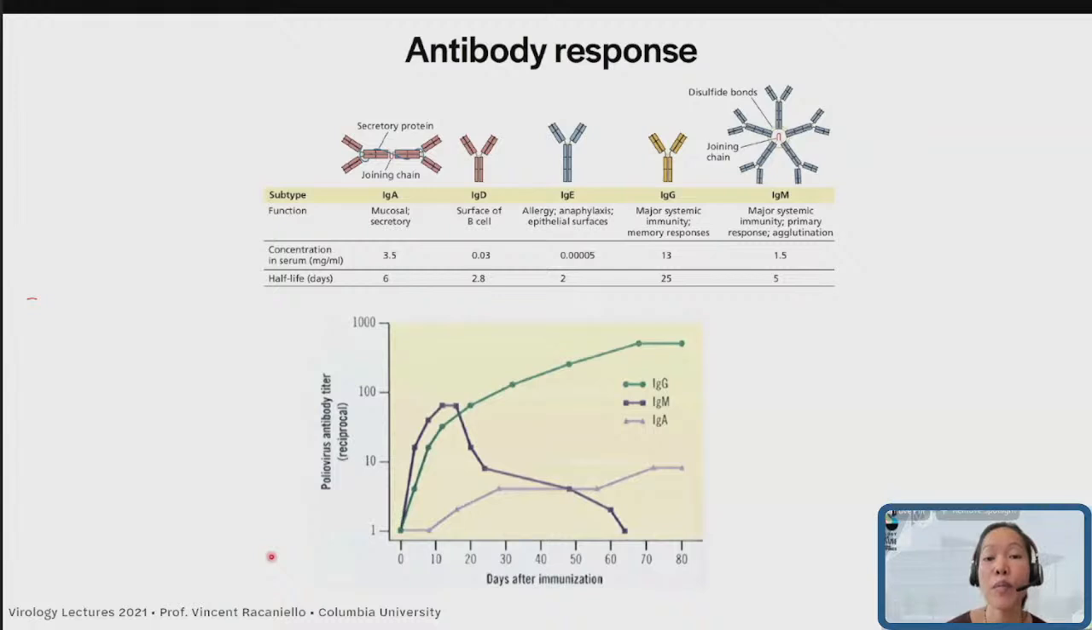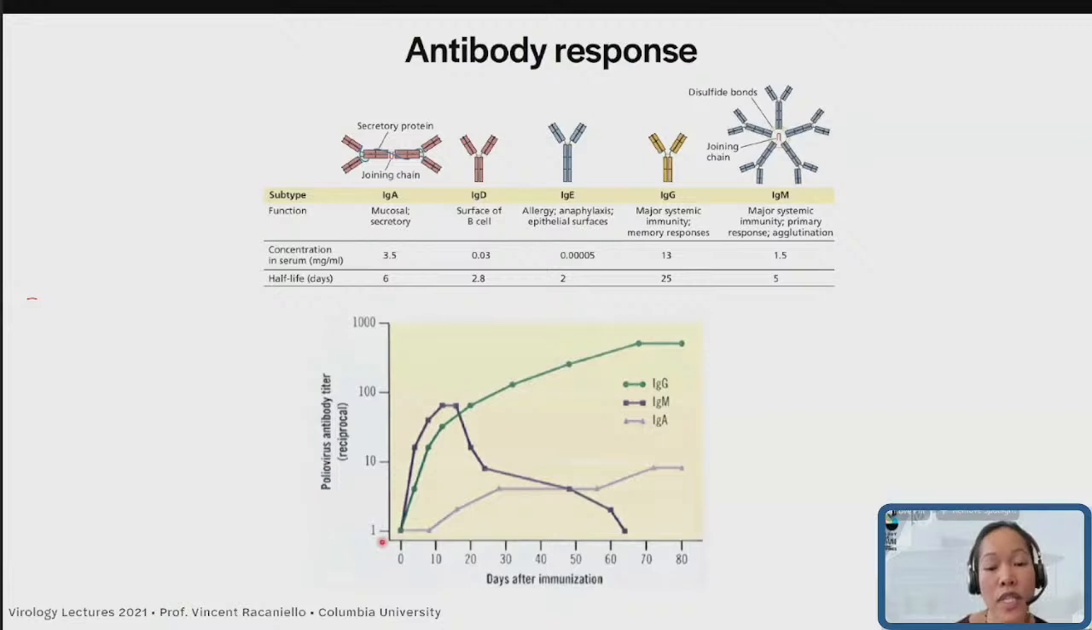So ito yung structures, pentameric yung IgM. Ito ay just graph na kung saan minomonitor yung antibody titer against poliovirus. And ito yung days of immunization. So makikita nyo dito, kailangan intindihin na may iba-ibang structures ang antibody. And at the same time, after immunization, may iba-iba yung levels na meron tayo.